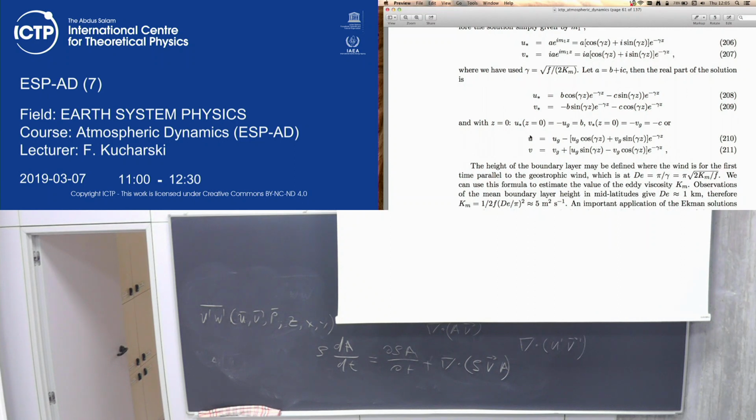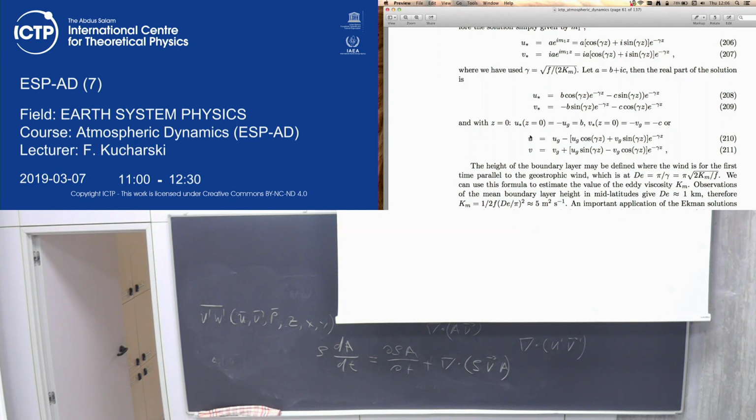The same is true for v. If this goes away as z equals 0, this becomes 1. So we have vg minus vg, 0. At the top, if we go to infinity, very high, then this becomes 0. So this whole factor becomes 0, and we get that our wind is a geostrophic wind. So the boundary conditions are fulfilled with this solution.